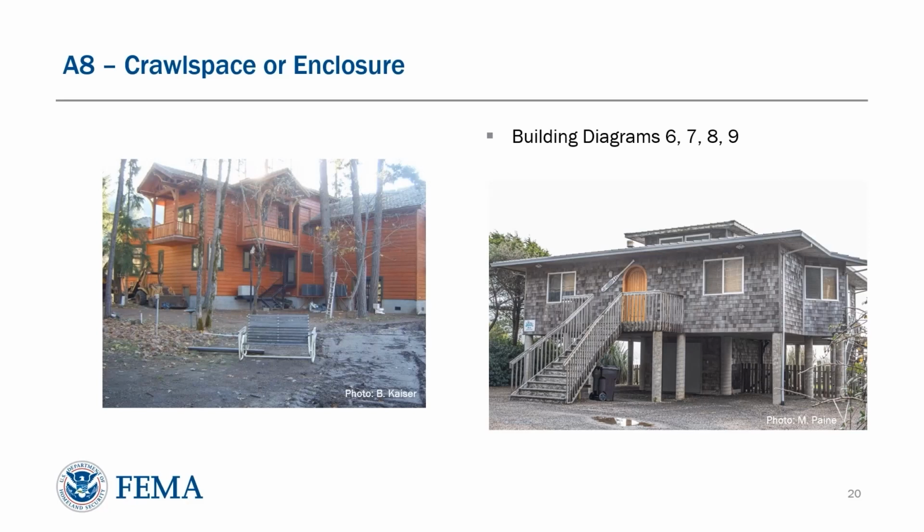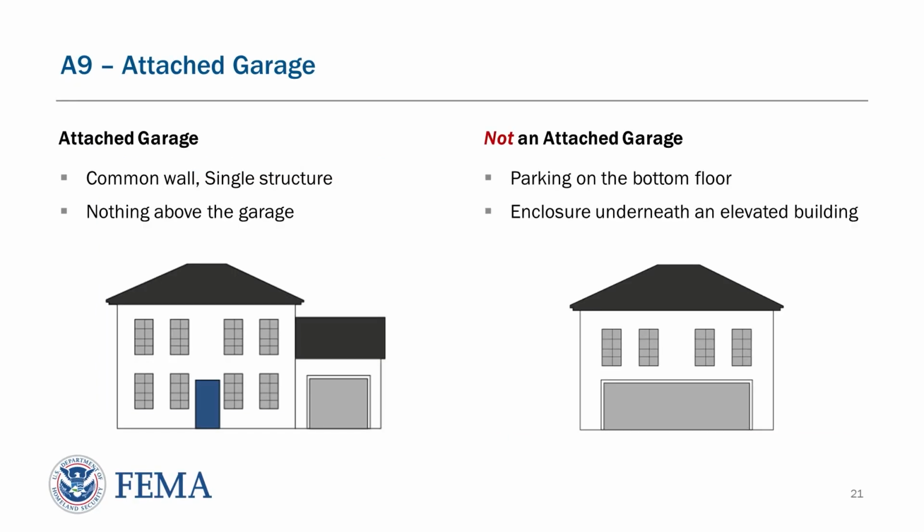The elevation certificate still collects information about the area of the crawl space or enclosure areas, which still apply to building diagrams 6 through 9. There is no change here. But here's a little reminder that an attached garage, A9 on the elevation certificate, is one that is attached and next to the building or beside the building, not underneath or separate from the building.